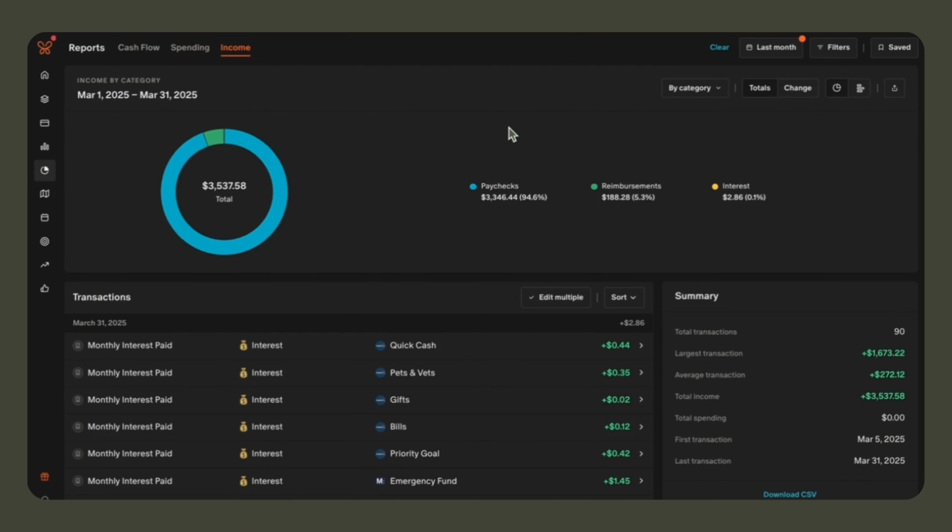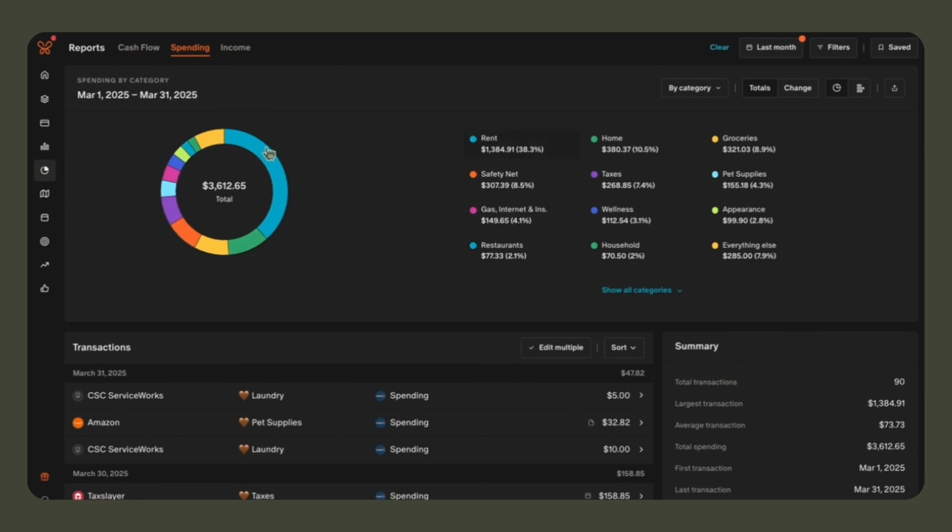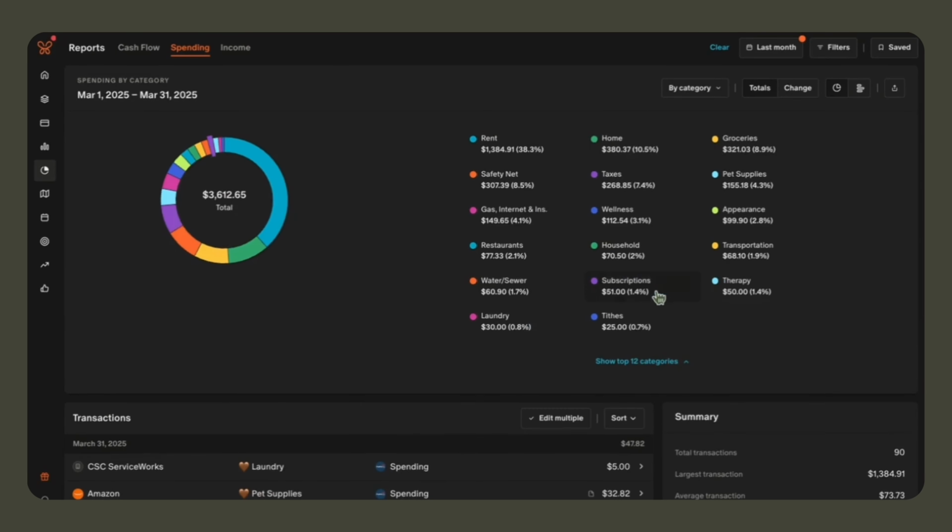And while we're here in reports, I also want to go over my graphs for income and spending. So starting with income, we can see the distribution of my paychecks and reimbursements. So the total money that I earned this month was $3,537.58. And then for my spending, we can see the breakdown here, and I'm just going to expand to show all categories. So rent was my highest spending category.